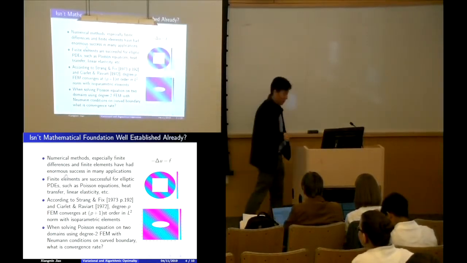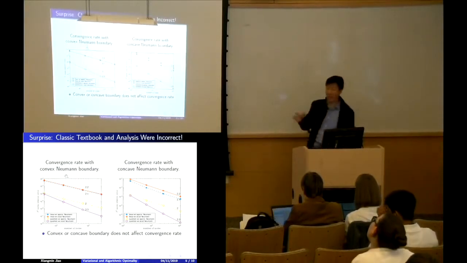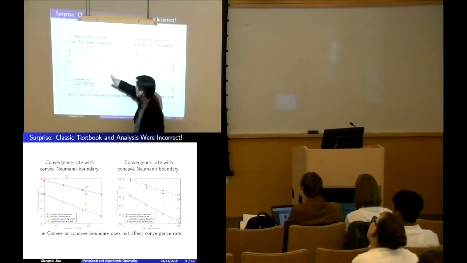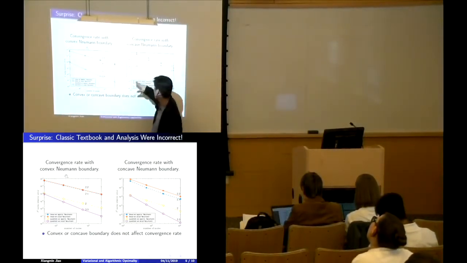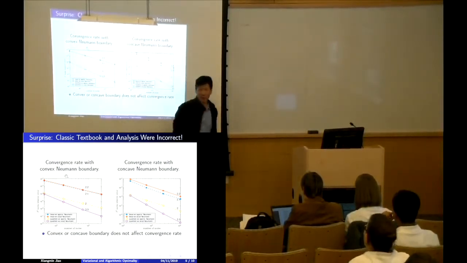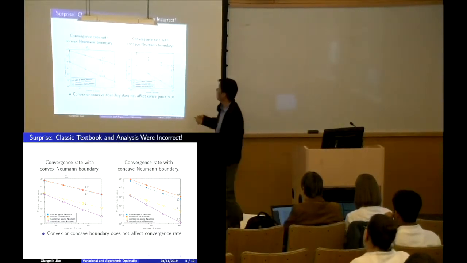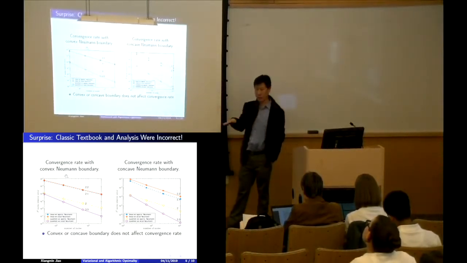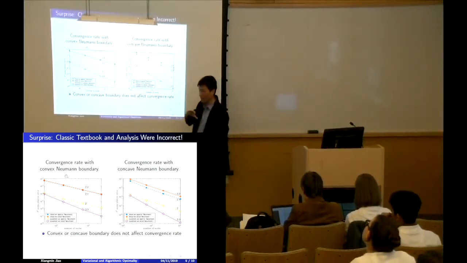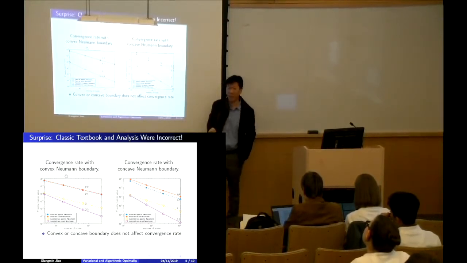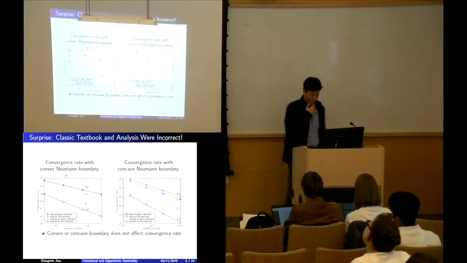And if you look at some analysis, they claim that convex and concave will make a difference and so on. But here's the thing: this curve is for the quadratic elements. It's second order convergence rate. For concave and convex domains, it does not matter whether it's convex or concave. And the theory, the classical textbook and the classical analysis, were incorrect. It's second order, not third order accurate. So Matt mentioned that they have this problem that they cannot derive something. Now we have textbooks that are like 50 years old and incorrect. I don't know which one is worse.